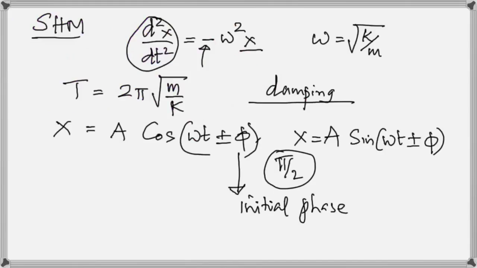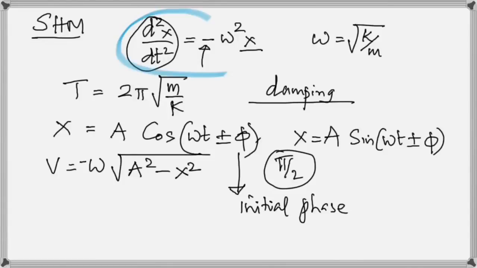All right, I skipped. Now what about the formula for velocity? Did we get a formula for velocity? Give me that formula. Omega root a squared minus x squared, actually there's negative, isn't it? Yeah. Do we have a formula for acceleration? Oh my goodness, it's right here.